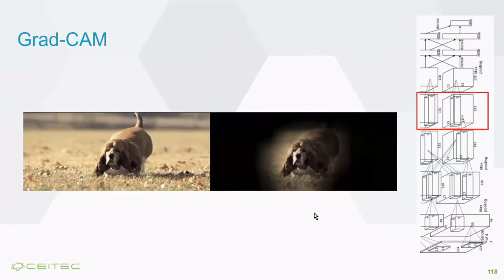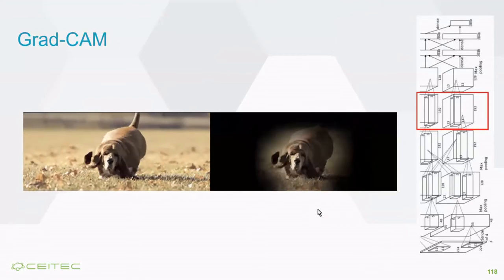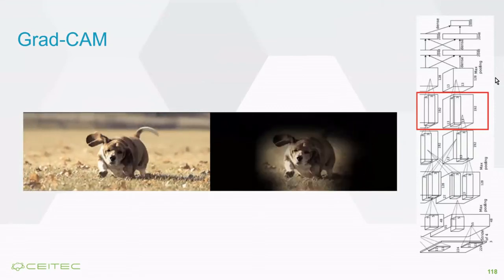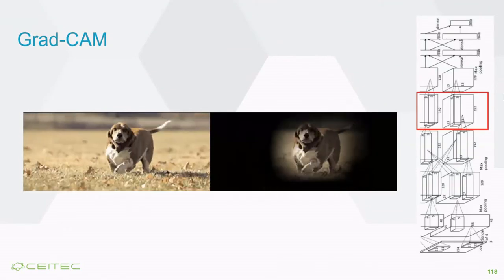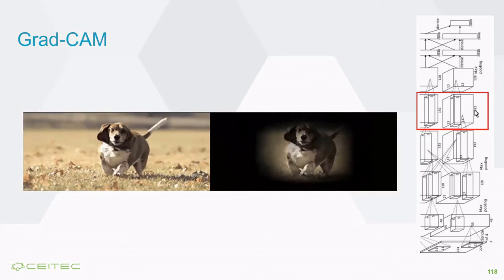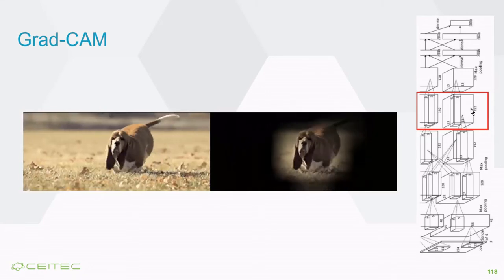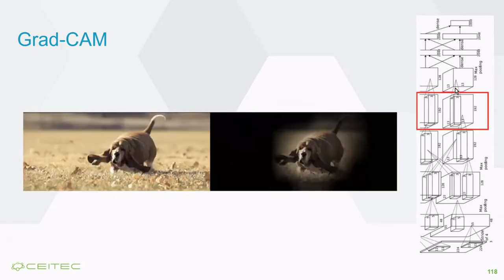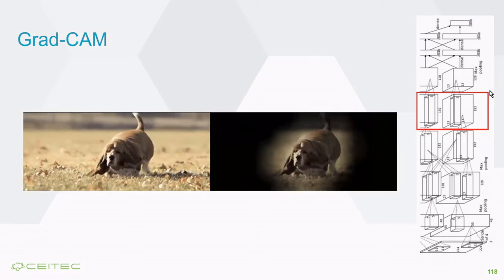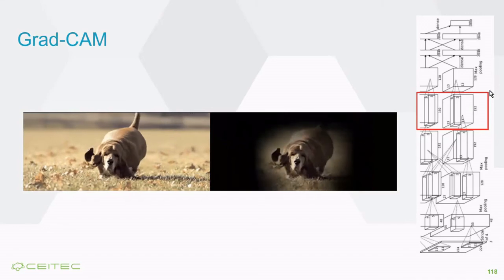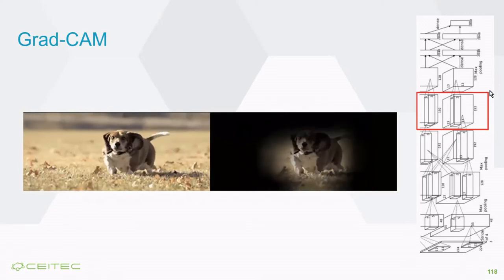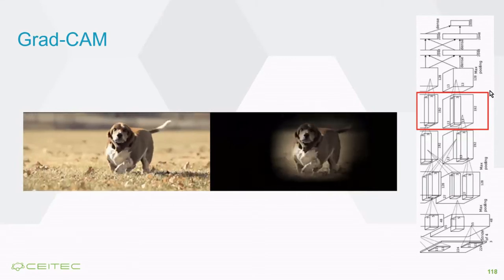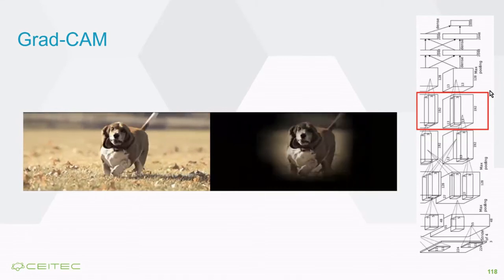So Grad-CAM is another popular technique to visualize, but this is very specific, only for convolutional neural networks or networks that have some convolutional layer. Here we have again our network, input at the bottom, output at the top, and we will be looking at the last convolutional layer. The reason is that we expect the last convolutional layer to have high level semantics, or high level information about the shapes in our image.